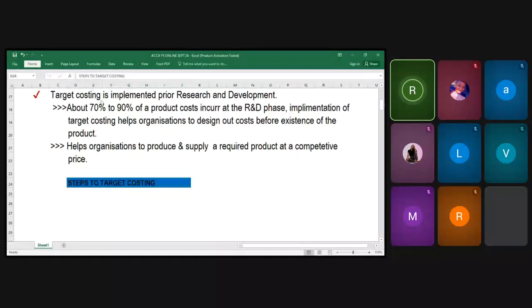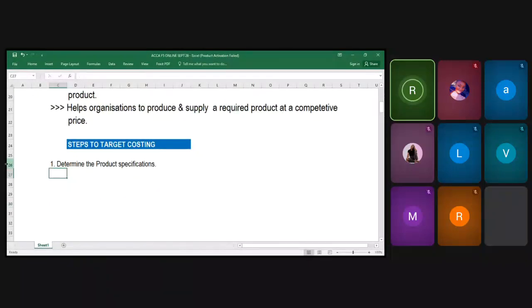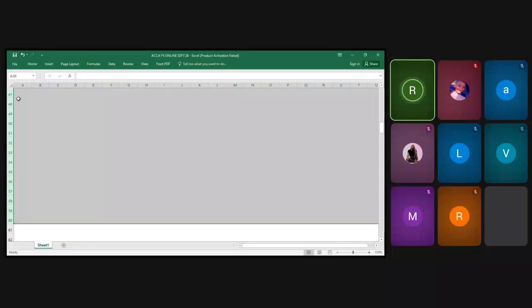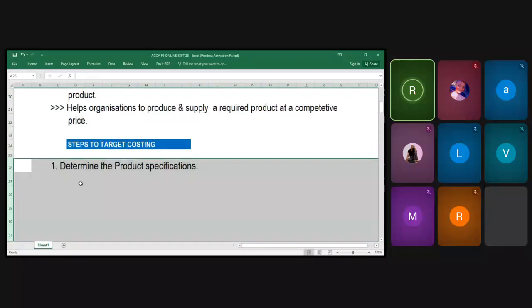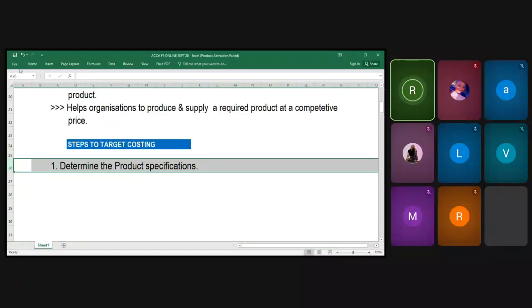So if we are to make use of target costing, step number 1 is to determine the product specifications. All right. So determine the product specifications. What is it that we are talking about? Okay, right. Determine the product specifications.